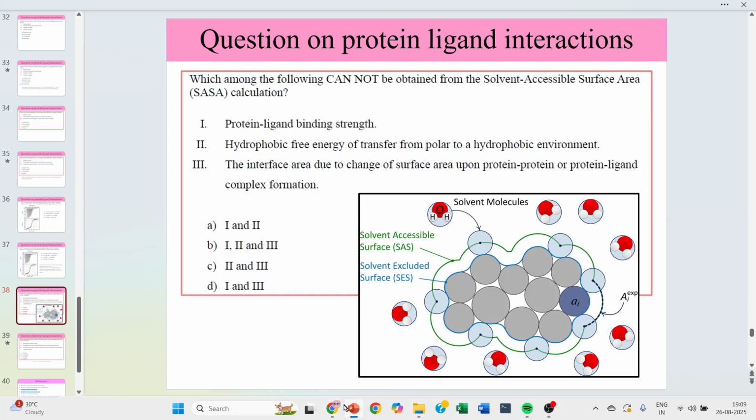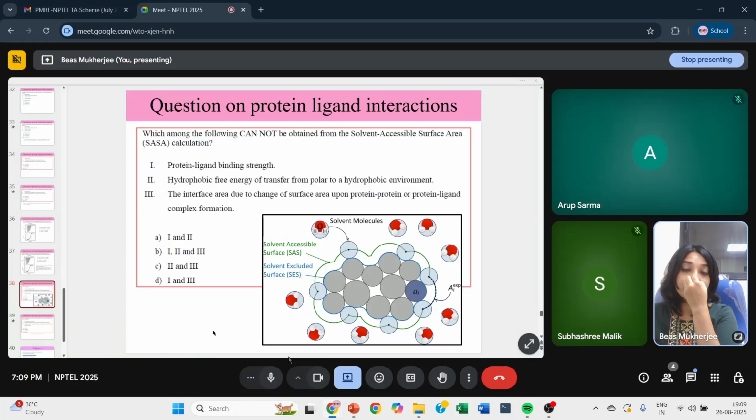Now we come to the last question for today. Now this is a very interesting concept. This is called SASA. So what is SASA? It is solvent accessible surface area. Okay. Now what does that mean? Imagine that this is a protein. It's a normal globular protein. And you throw this in water.